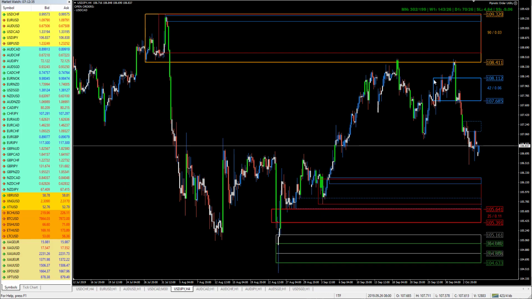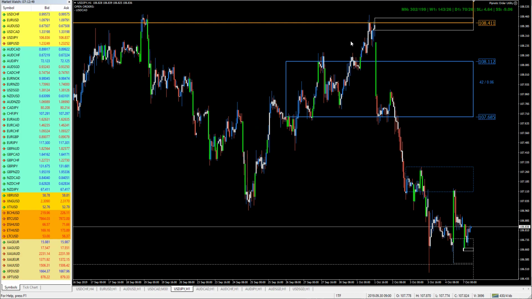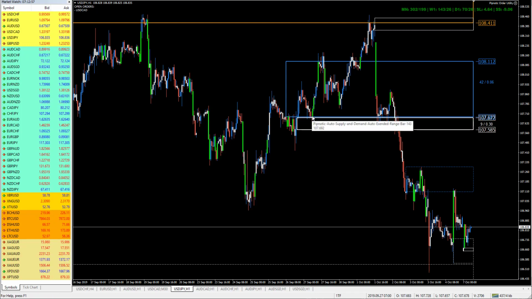Still haven't reached this area here. We haven't reached this area here, so price is kind of moving sideways there for the time being. Intraday, let's have a look. Yes, we had this one here, tested once, went through it, and it left.